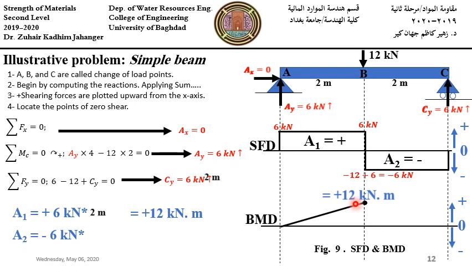For area 2, the area equals 6 minus 6 times 2, which equals minus 12 kilonewton meter. So plus 12 minus 12 equals 0. So we go back to 0 at C. And the slope will be straight inclined lines between B to C, because the shear intensity is uniform between B and C.